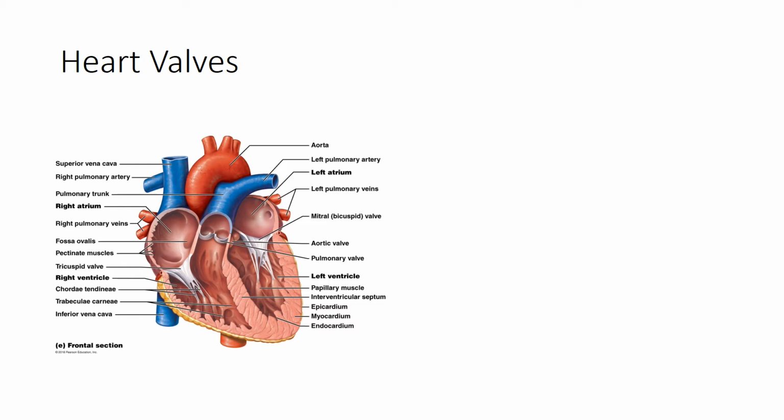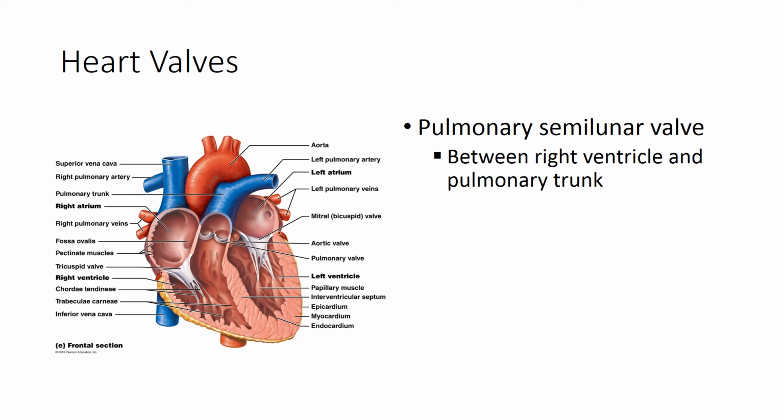There are two more heart valves that I'll talk about, and these are both called semilunar valves. There is a pulmonary semilunar valve that we'll look at first, and this valve lies at the junction between the right ventricle and the pulmonary trunk. Okay, so here's the pulmonary semilunar valve.